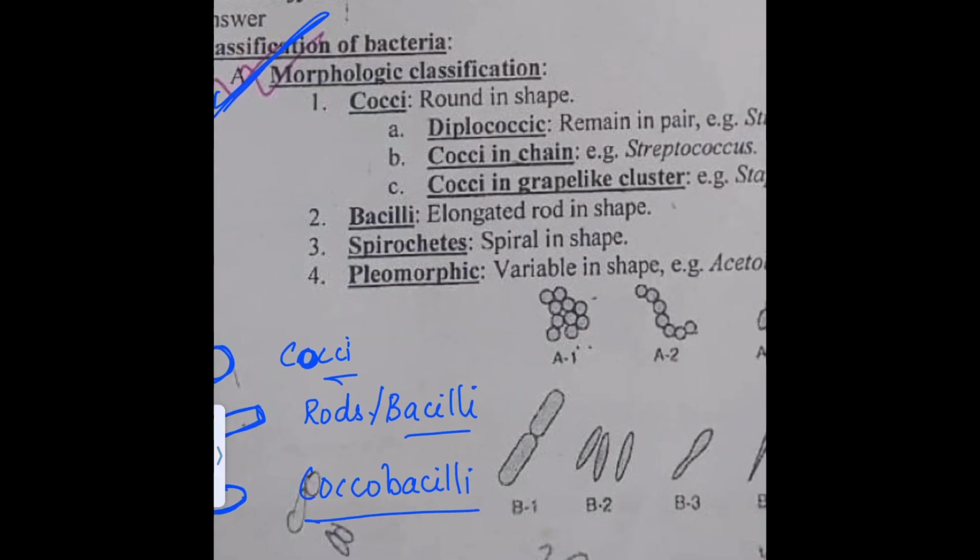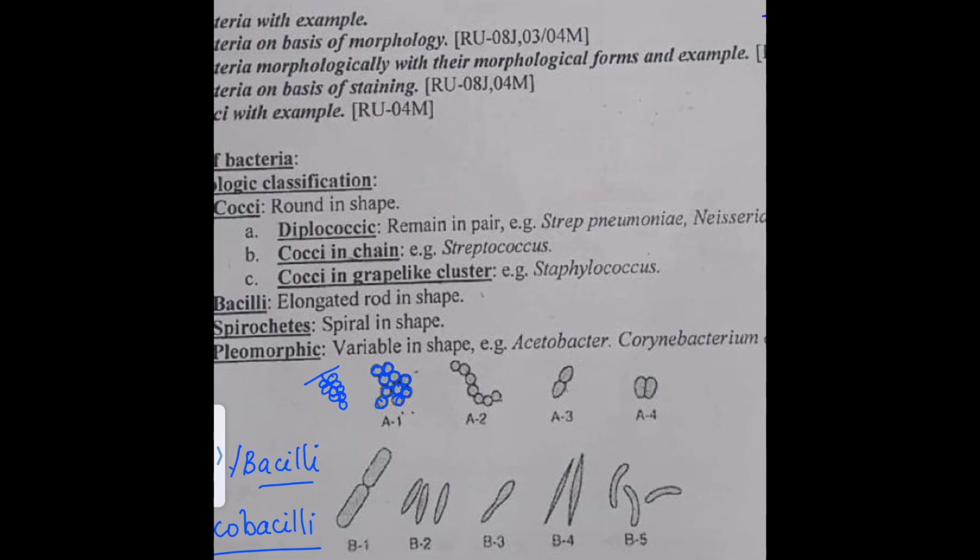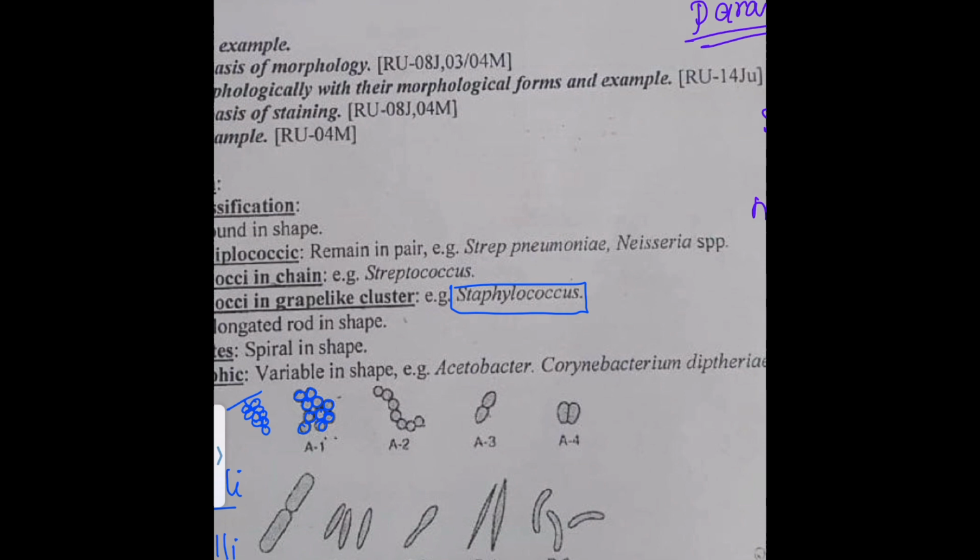Now let us see the organisms. If these round cocci are arranged in clusters, this is like grapes, right? How do you find grapes? Grapes are in clusters, right? So anything that you find in clusters becomes Staphylococcus. From now on, I want you all to memorize this name. Staphylococcus is found in grape-like clusters.